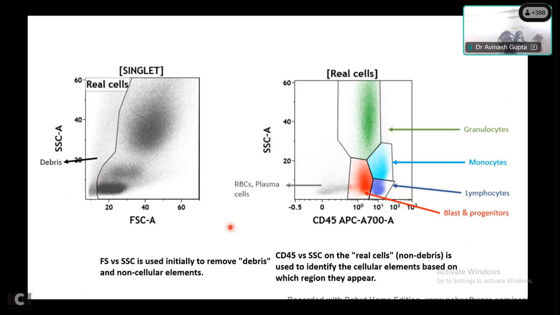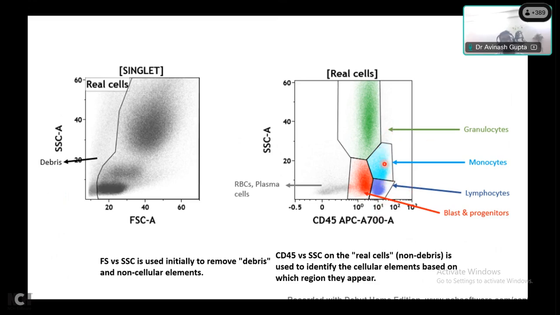So these 4 plots: time plot, singlet, viability or real cell plot, and then your CD45 versus side scatter. You should be well versed with all these plots, because you have to start your analysis from these plots only. Then on the CD45 versus side scatter plot, you can divide various zones. The population in blue color is CD45 bright, but the side scatter is very low. As we already discussed in our forward and side scatter plot, lymphocytes have a lower side scatter but will have a brighter CD45. So this is your lymphocytic zone.